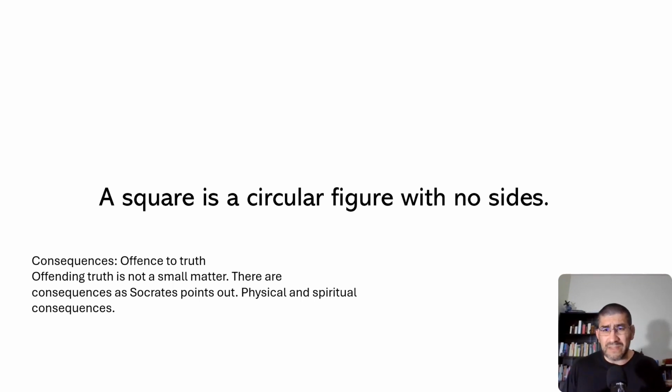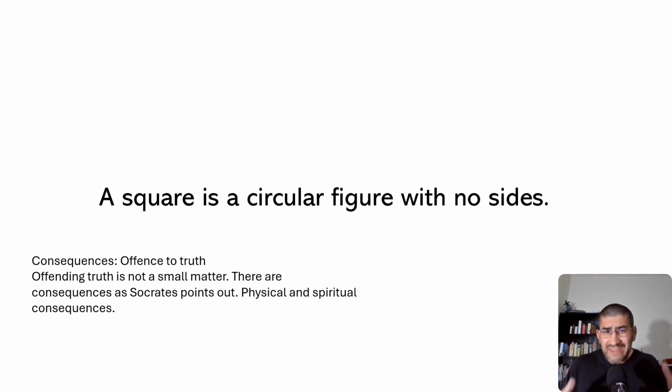There are consequences for not giving a good definition. Giving a bad definition, giving a definition that is false, is an offense to truth. And offending the truth is not a small matter. As Socrates points out, when there is an offense to the truth, there are physical consequences as well as spiritual consequences. Even if we take this definition that's in front of us, if somebody goes around really thinking that a square is a circular figure, there's consequences to this.